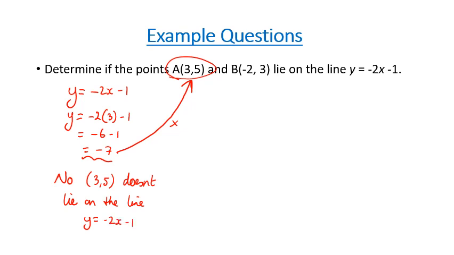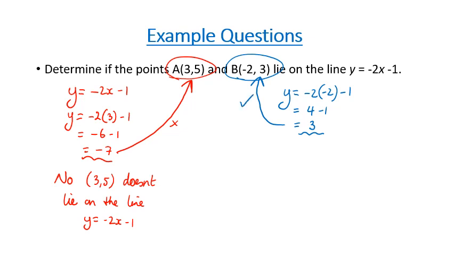We'll try our next example. We've got the point minus 2, 3. y equals minus 2 times minus 2, take 1. Minus 2 times minus 2 is 4, take 1. This equals 3. This is the same, so yes, the point minus 2, 3 does lie on the line y equals negative 2x, take 1.